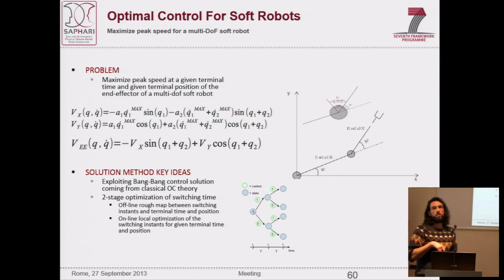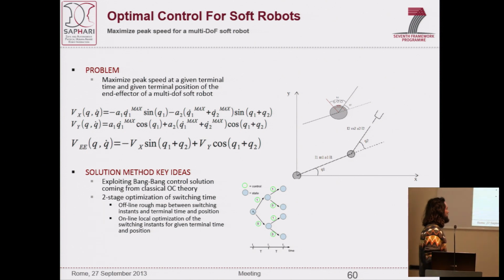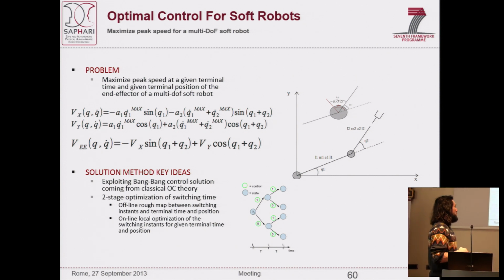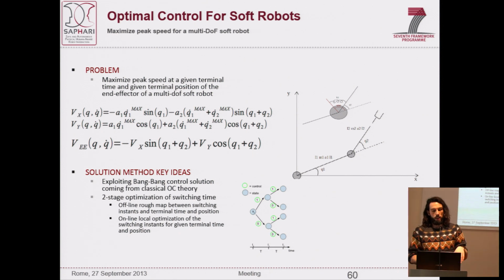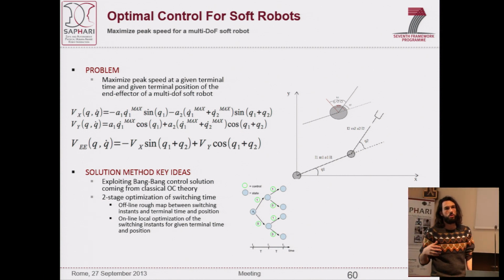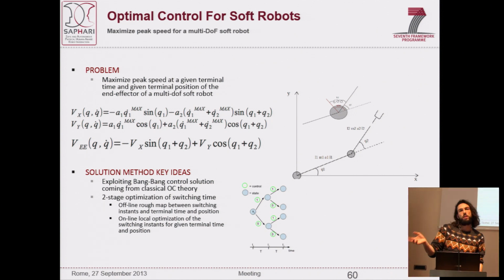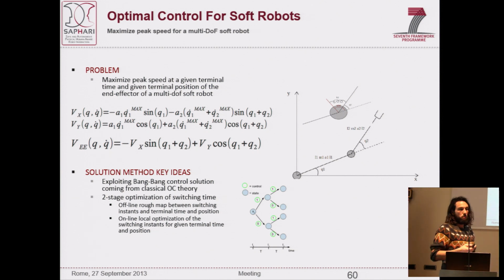In this case, we used a model in which we assumed to control the velocity of the motors, and we found a solution basically in 2 steps. One offline step in which we built a rough map that connects the switching instants of the controls. Also, in this case, we can show that the control for the velocity of the motors is bang-bang-like, so it switches from the minimum to the maximum. So basically, in the first step, what we need to find are the optimal switching instants in which we have to change the velocity of the motor.